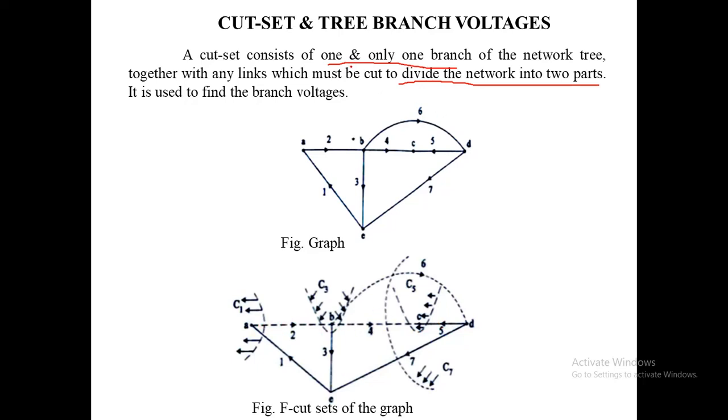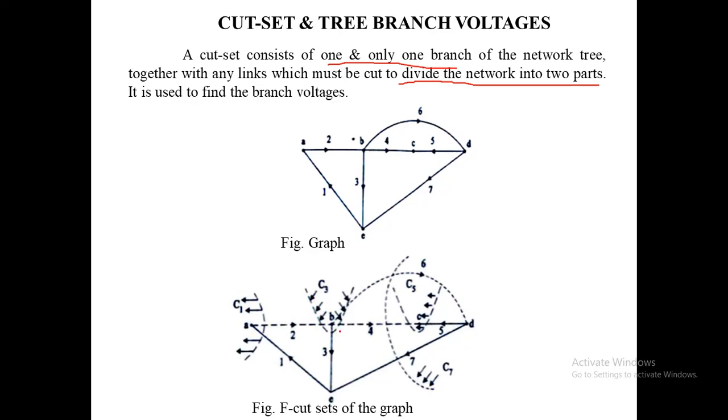Here cut set means it should have only one branch of the network tree. Any remaining links we can select, but it should have two branches: one should be a tree branch, another one a link branch. Here we can make one cut set, cut 1, and it should have one solid line, that is a tree branch. Here it has one tree branch 3 and then 2 and 4.